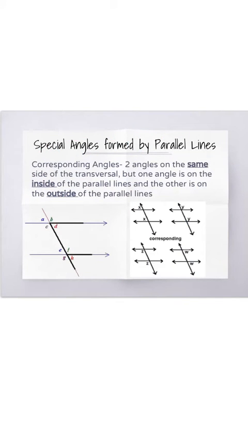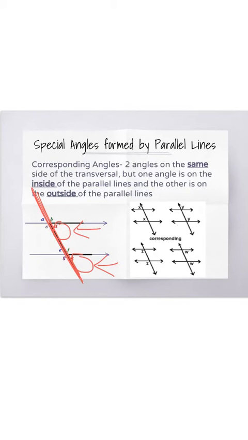Corresponding angles are two angles on the same side of the transversal, but one angle's on the inside of the parallel lines and the other's on the outside of the parallel lines. You can see that angle D and angle H are on the same side of this transversal line, but one is inside the parallel lines and one is outside. That makes them corresponding angles.